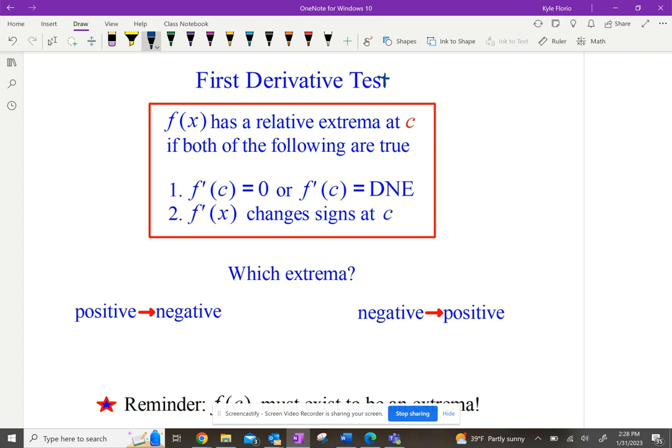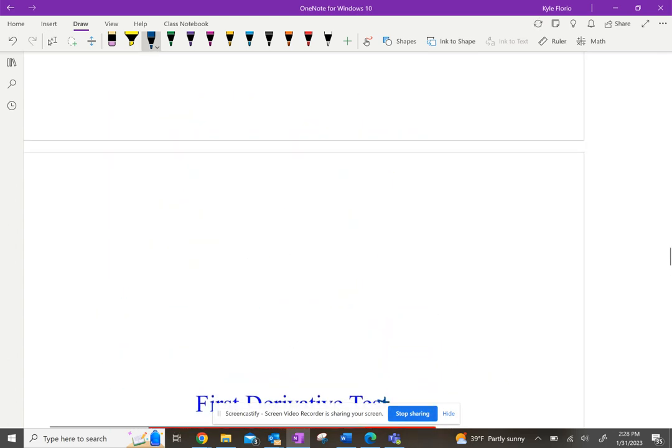So f of x has a relative extrema at c if both of the following are true. The derivative is 0 or does not exist, so this is like finding a critical point. Now, to find out whether or not we have a relative min or max, or we don't, is if the derivative changes signs at c.